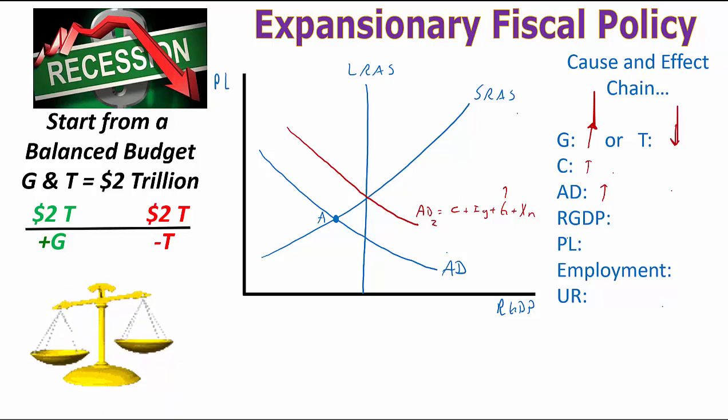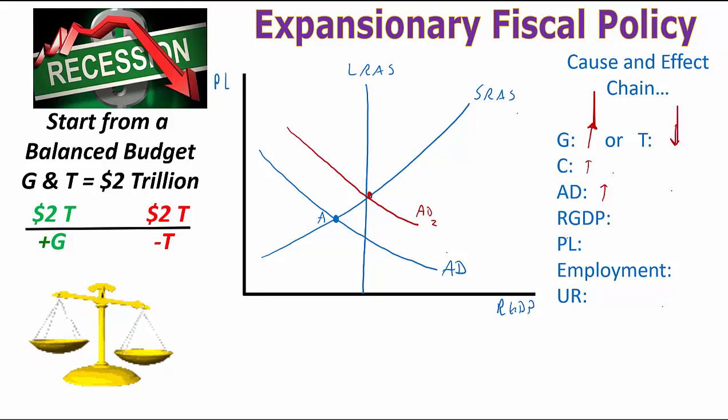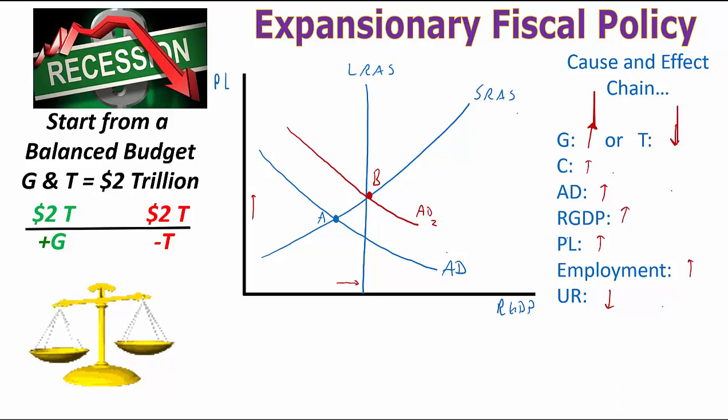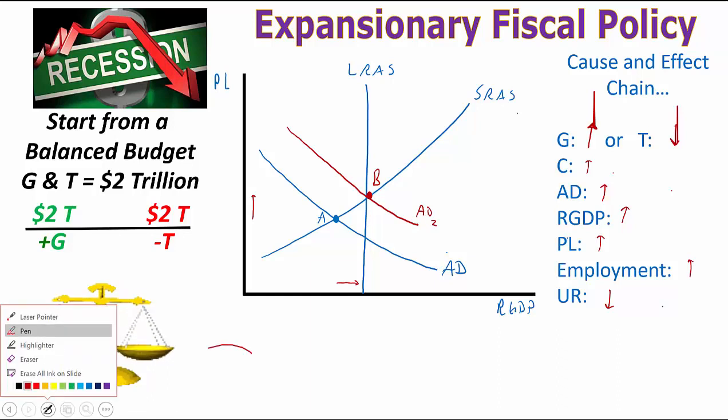Okay, I'm going to get rid of all that because we don't really need it there. Now the economy is at point B. Real GDP has increased. The price level has also gone up. So you can see along the x-axis, GDP has increased. Along the y-axis, price level has increased. When there's more GDP, there's more employment. So employment has gone up, and that means the unemployment rate will go down. And that's really the goal of expansionary policy, is to keep the economy rolling and keep more people employed. Okay? So that's basically what we're looking at here.